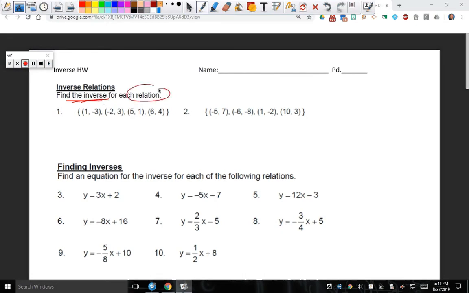We are going for the inverse of this relation that you see. So put everything that you learned together. And I have 4 points. What do I do?